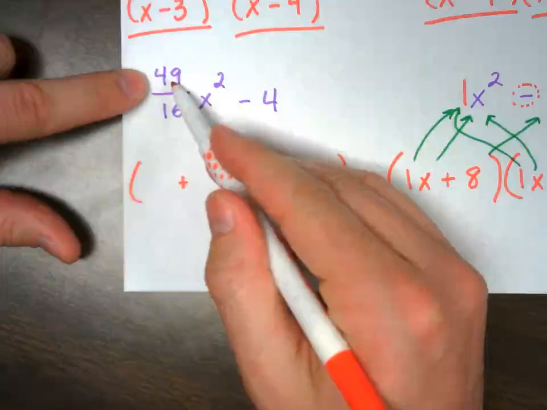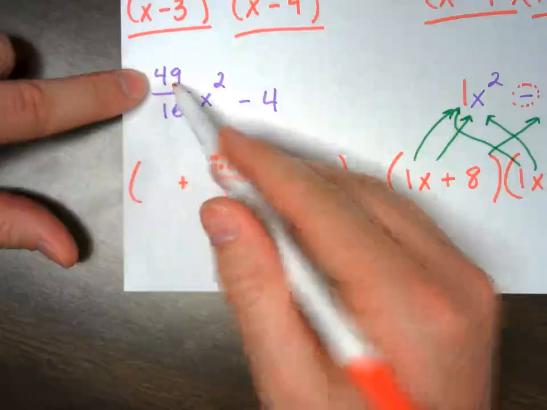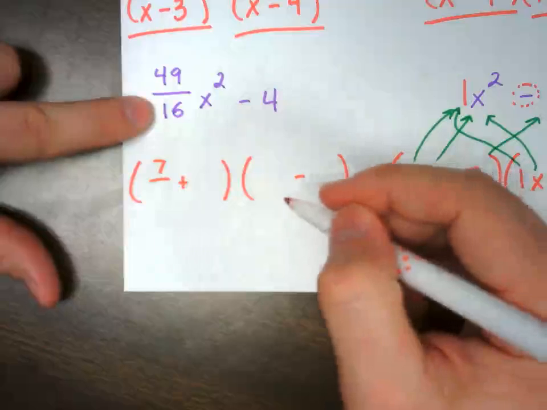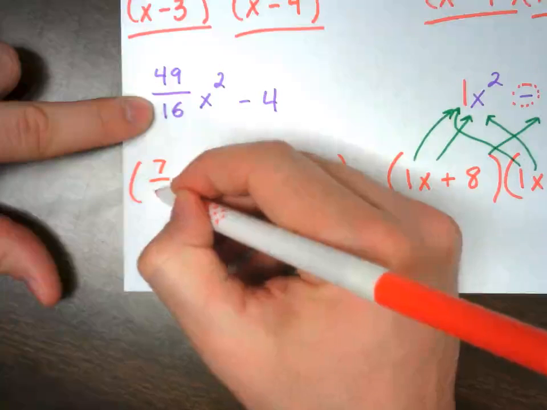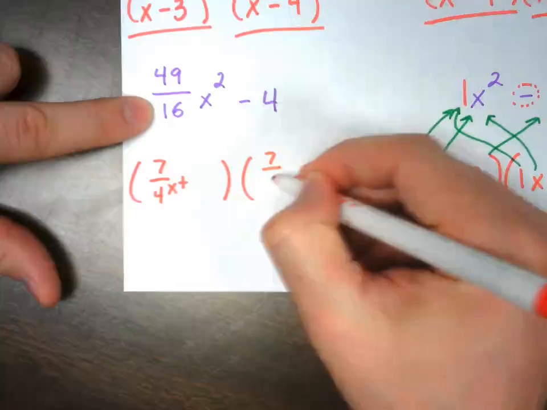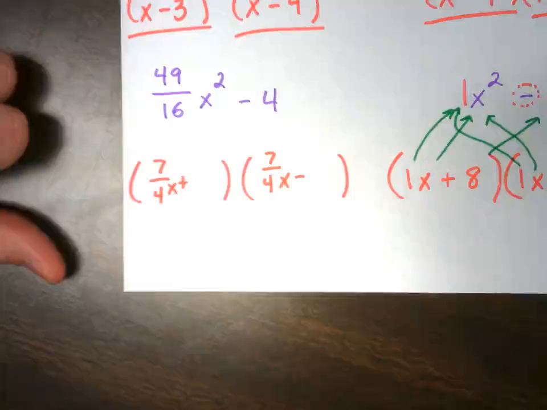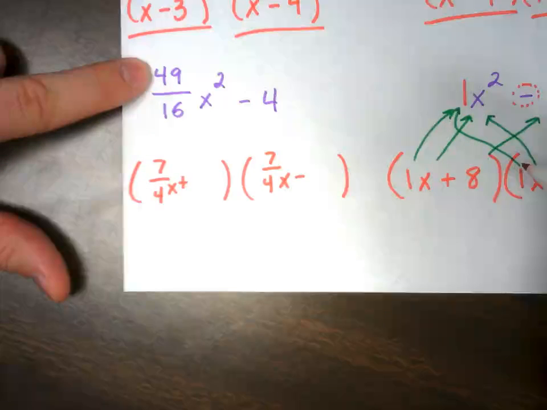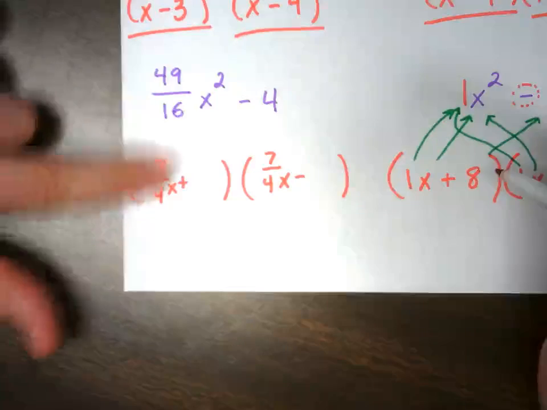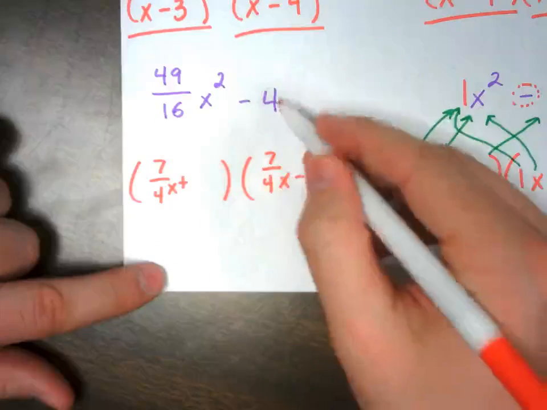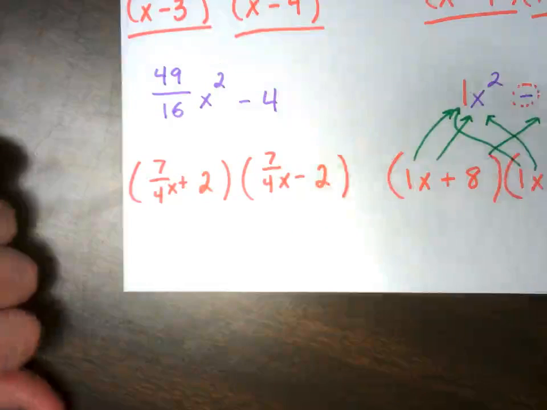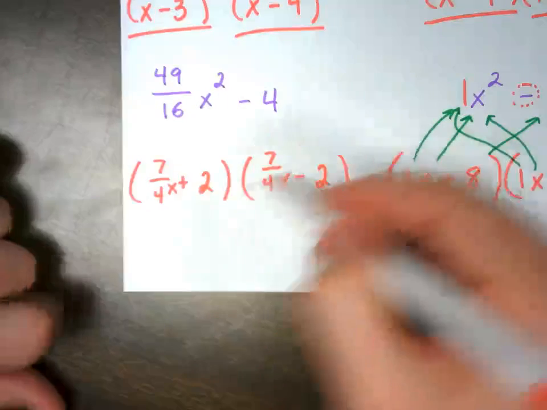What is the perfect square of 49? What times what gives us 49? And that would be 7. Perfect. Over what times what gives us 16? And that would be 4. Good. And then the x goes with that. You just write the same thing over here. 7 over 4x, 7 over 4x. Because the perfect square of 49 is 7. The perfect square of 16 is 4. And then obviously we have the x to get the x squared. And then 4 is there. What is the perfect square of 4? And that would be 2. And that would be our final answer right there.